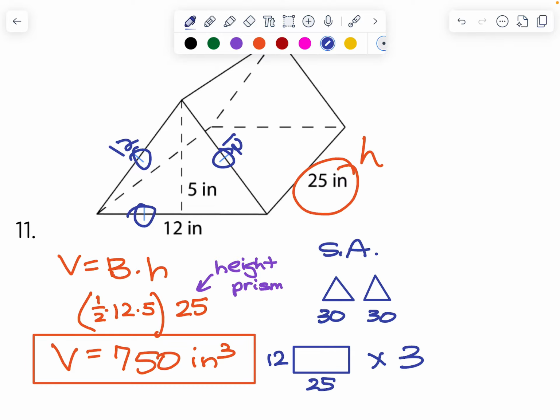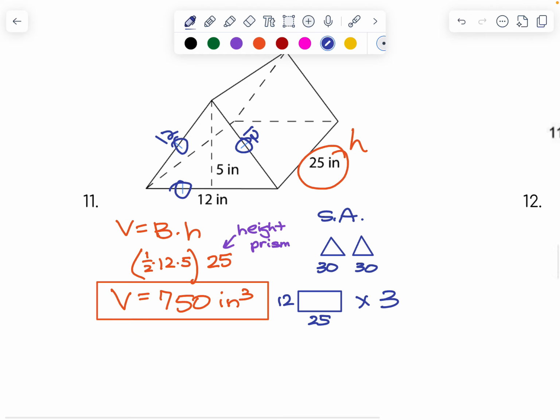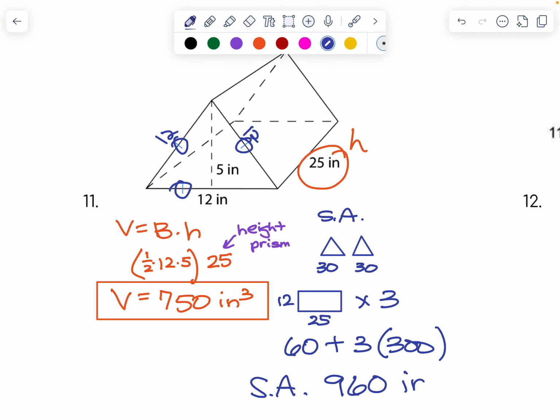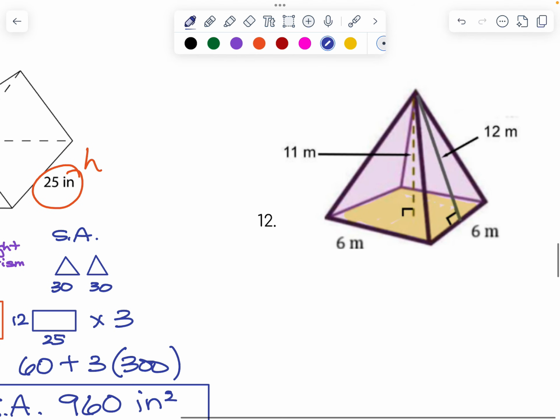All right. That should get you, I have 60 from the triangles plus 3 times 12 times 25. Isn't that 300? Yep. My total surface area is 960 inches squared. There it is. All right, let's do this one.